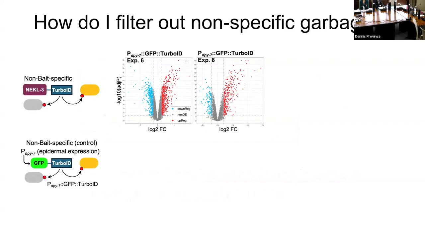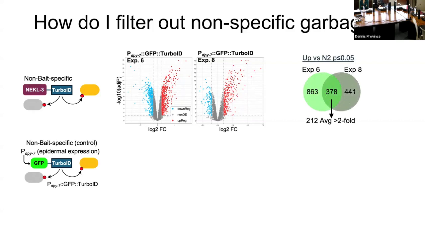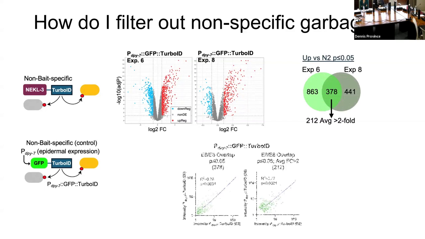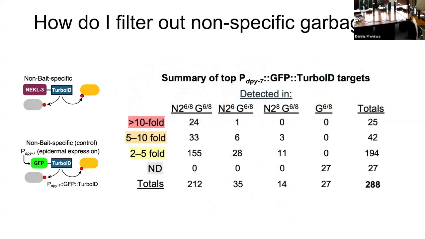All right, so this wasn't good enough, is the problem. So what we did was use this non-bait specific control, and I did 3 experiments. 2 of them looked pretty good to me, and they had overlap. Of the overlap, 212 had an average fold change of more than 2-fold, and they correlated pretty well too, those proteins that were in common.